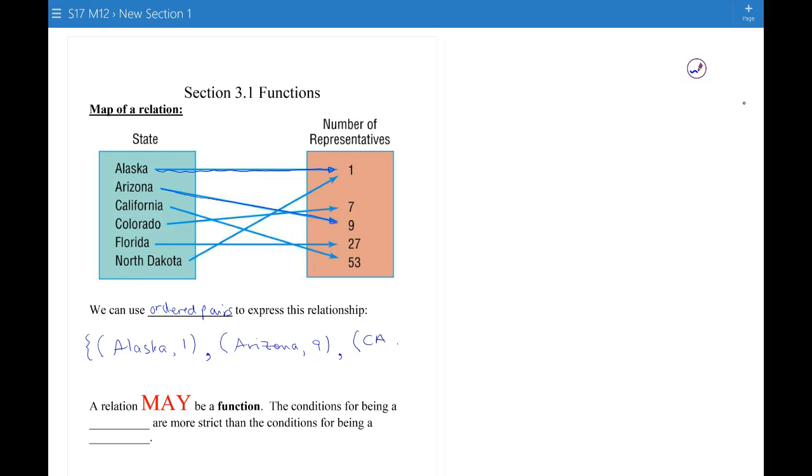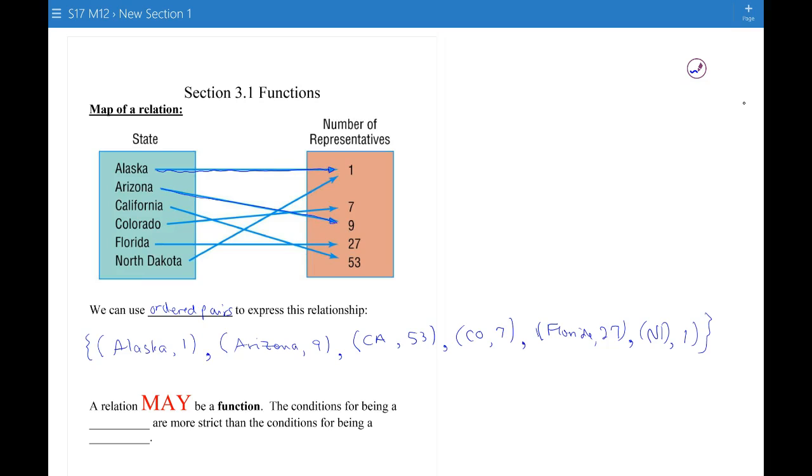Then for California, we would have 53, comma. Colorado has 7, comma. Florida, 27, comma, North Dakota, 1, and then put the closed set bracket. So this is using ordered pairs to express a relationship.